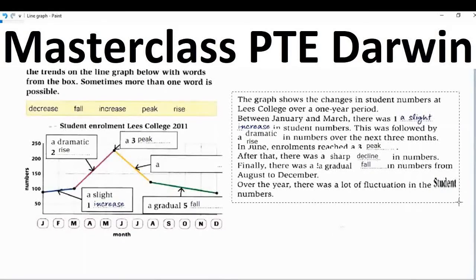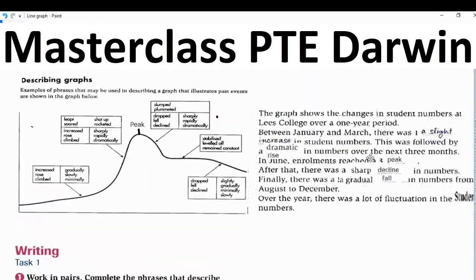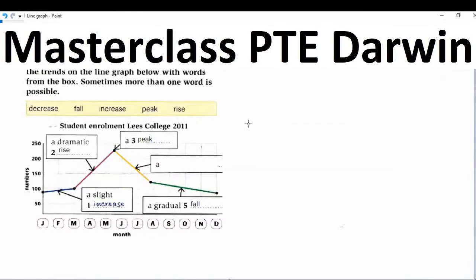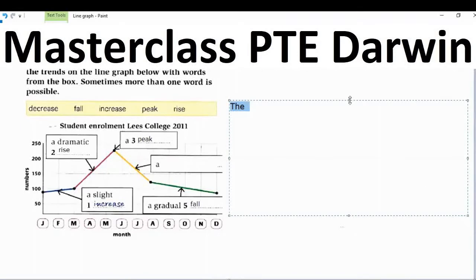So now we have to write actually 150 words about this. Normally, we need to write 150 words. So here, we can write something about it, okay? What kind of graph is this? The line graph. Yeah, okay, so line graph. Make it slightly bigger. Okay, so we can write here: the line graph.